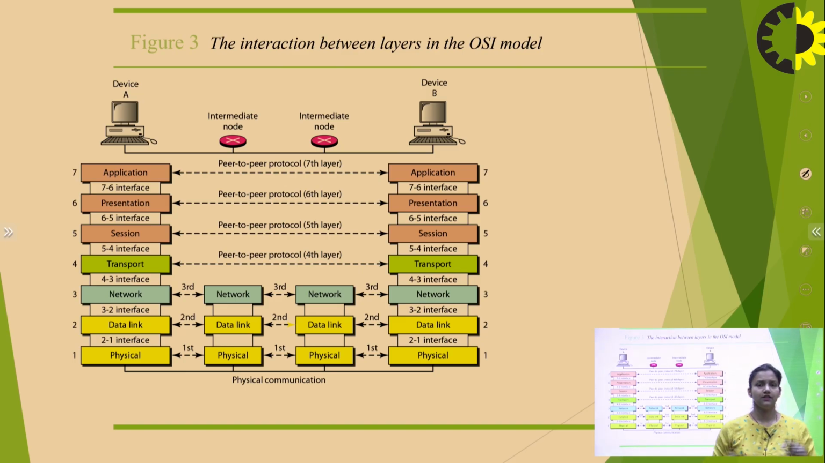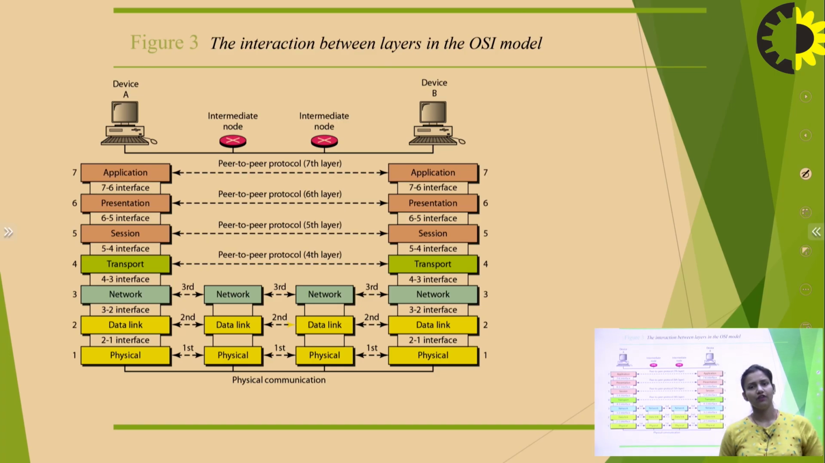As you can see, there is a device A and device B, and in between there is an intermediate node. The data is traveling from device A to device B. Device A has the OSI model layers 7, 6, 5, 4, 3, 2, 1, all the layers in backward count. Then there is a physical transmission of data. Then for device B, we have the layers numbered 1, 2, 3, 4, 5, 6, 7.